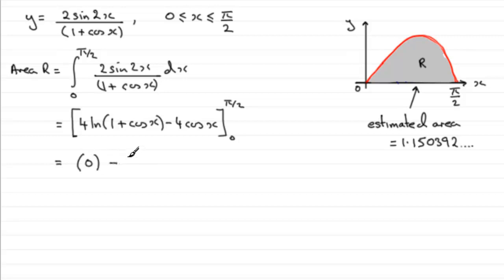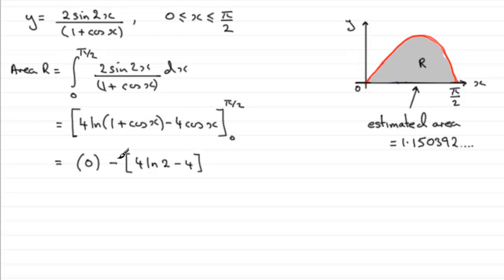Then minus, and we put the 0 through now, and cosine of 0 is 1, so we get the natural log of 1 plus 1, natural log of 2, and then this will be 4 natural log of 2, so we get 4 times the natural log of 2. Put 0 into this term and we get 4 times the cos of 0, which is 1. 4 times 1 is 4, so we get minus 4.